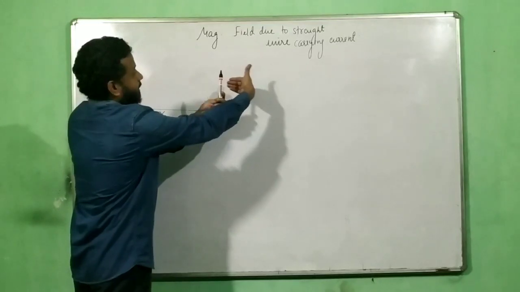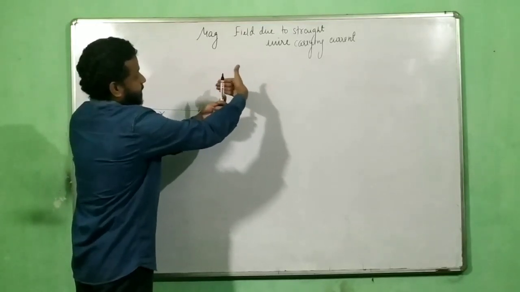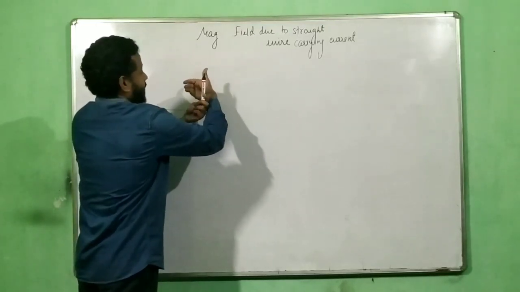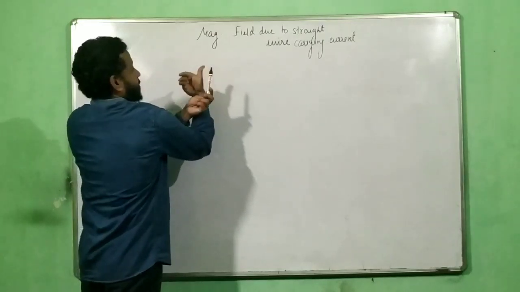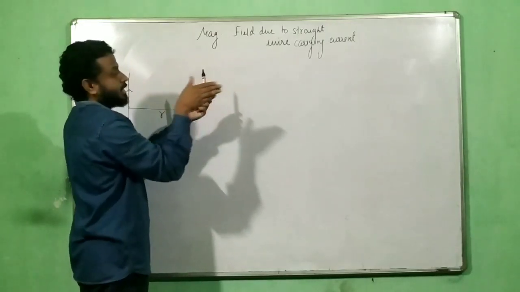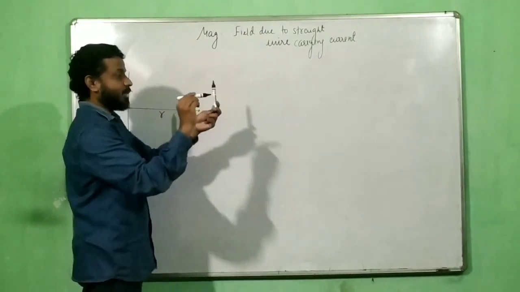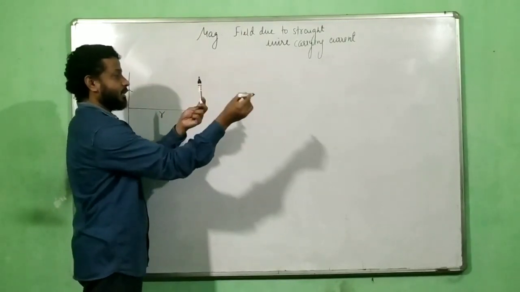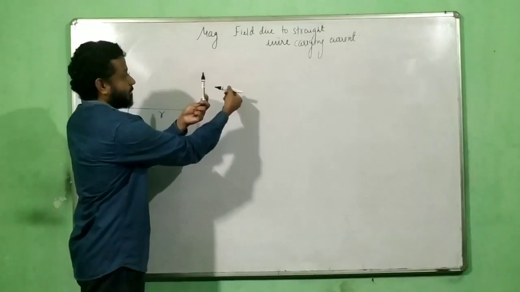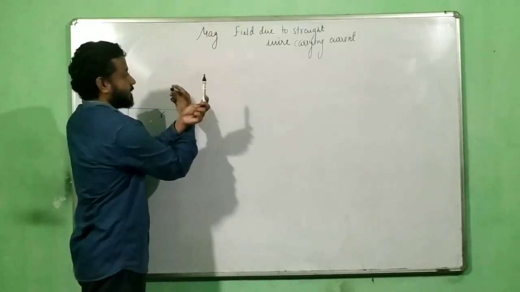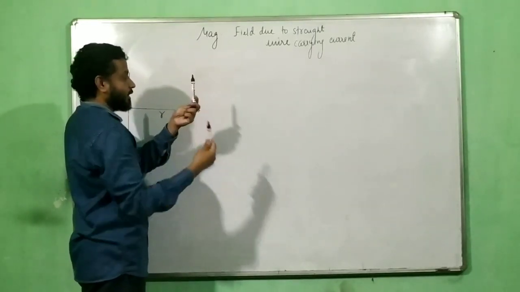If the current is in the upward direction, the field here will be in this direction, that is towards my left. Field here will be perpendicular to the board and coming out of it. So here it goes, and here it will be in this direction, here in this direction, here in this direction, and here in this direction. This is how the field looks.